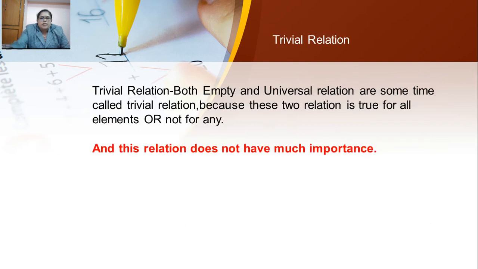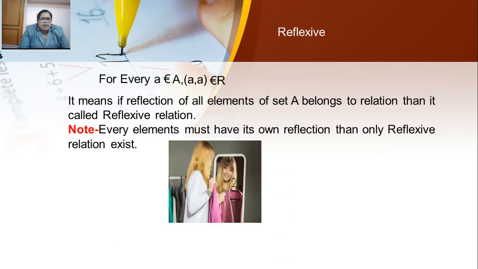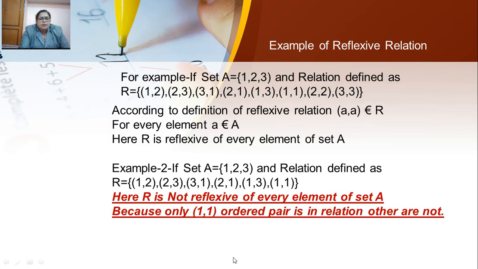Now, trivial relation. Both empty and universal relations are sometimes called trivial relations, because these two relations are true for all elements or for no element, and they do not have much importance. Now we have to study reflexive relation, symmetric relation, and transitive relation. This is the most important topic, and most of the questions in the exam come from this topic, so listen carefully.